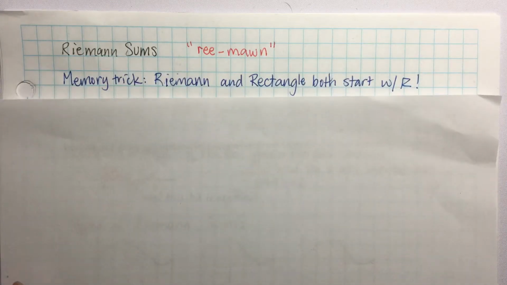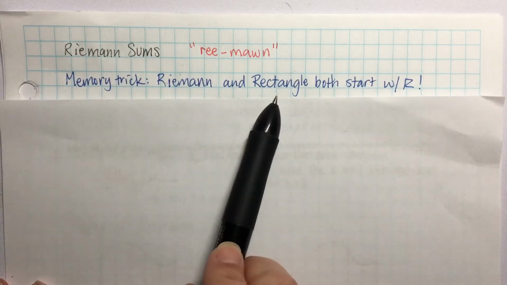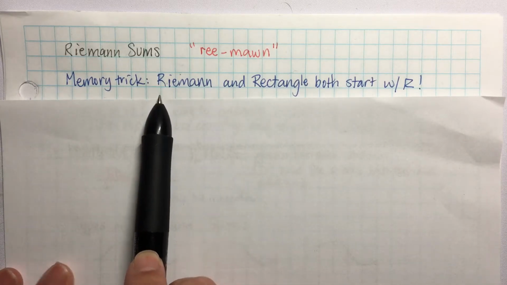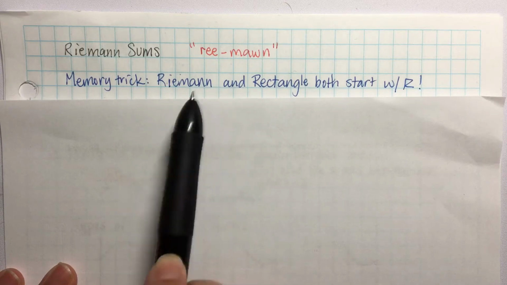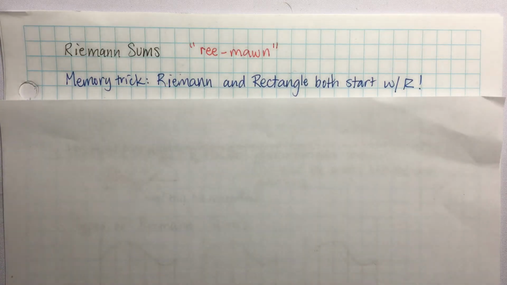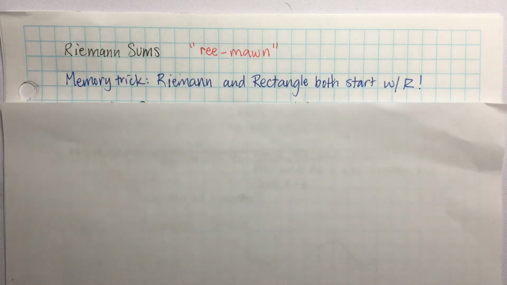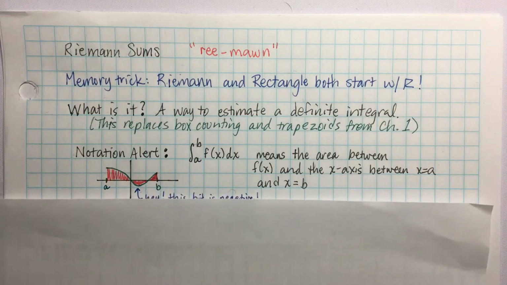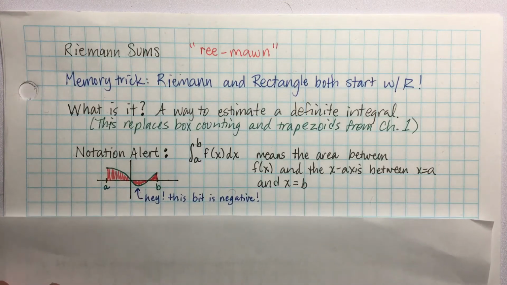And as a memory trick, Riemann and rectangle both start with R. So if you see, like, find the Riemann sum, you think, oh, Riemann, rectangle, they start with R. I got this. So I have to make things up because I can't remember anything. Okay, so it's just replacing the box counting and trapezoids.